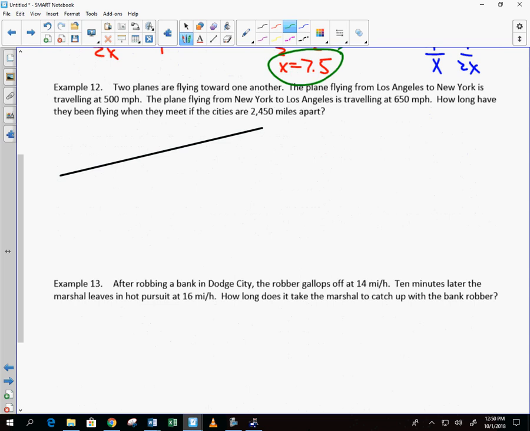Last problem we do for the day. 2 planes flying toward one another. One's going from Los Angeles. That's where Mr. Olson's from. He taught in Los Angeles the past like 10 years. And then New York. Another one's going from New York. And they're flying towards each other. They're 2,450 miles apart. The one from LA is traveling at 500 miles an hour. And the one traveling from New York is traveling at 650 miles an hour.